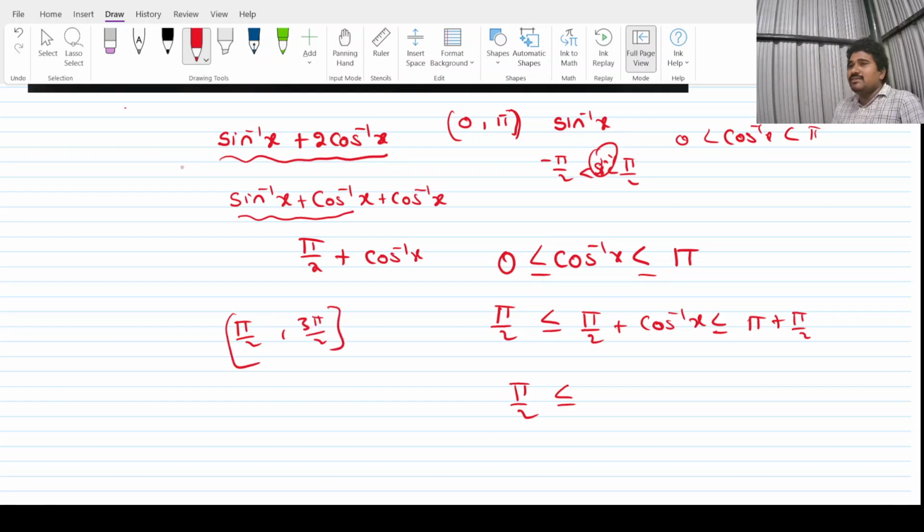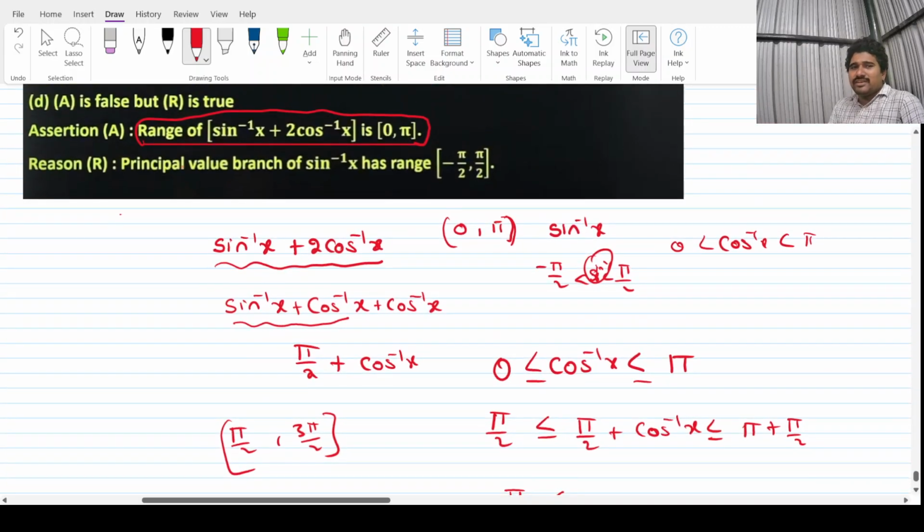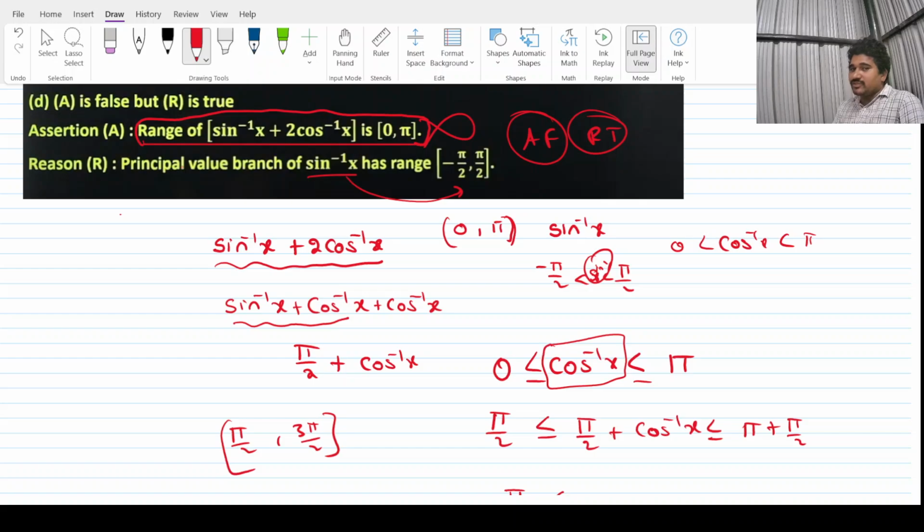But what did he say? Wrong, no? Assertion is false. And see, sine inverse has the range true, but this has no relation to it, right? So A is false or true? Is that clear? In finding the range, did you understand? They will ask this kind of questions, find the range and all. Okay?